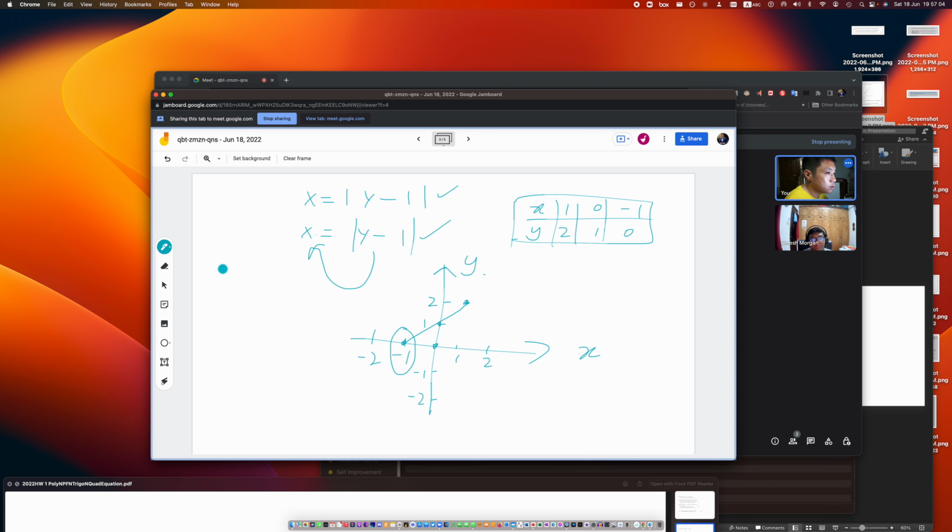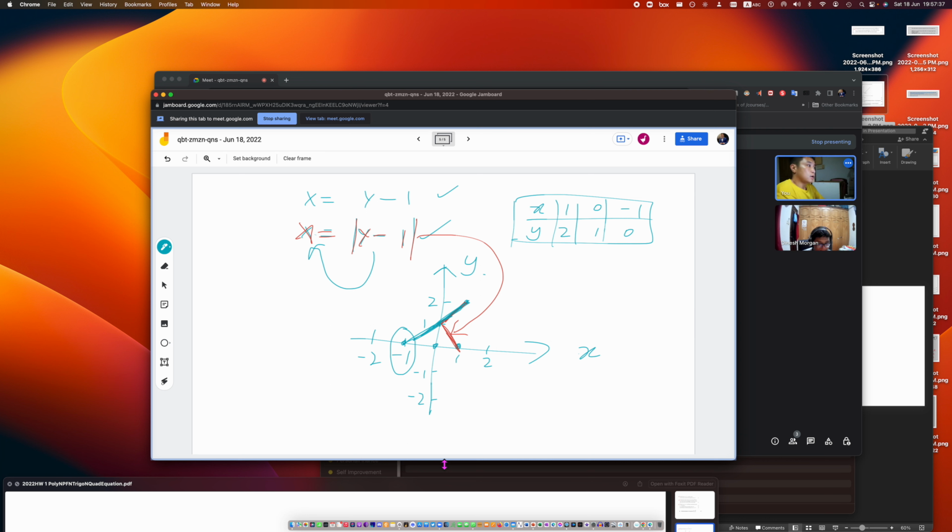So you just reflect it, minus 1 becomes 1. The red one will be this with a modulus sign. The blue one will be the one without the modulus sign. Are you clear? Alright.